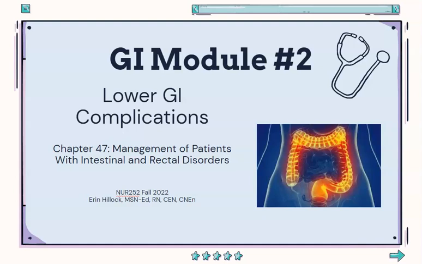Hello everyone and welcome to your GI Module 2, where we are going to talk about things that can occur in the lower GI system. So pretty much from any part of the intestines through to the rectum. This focuses on chapter 47 in your book, which is Management of Patients with Intestinal and Rectal Disorders.